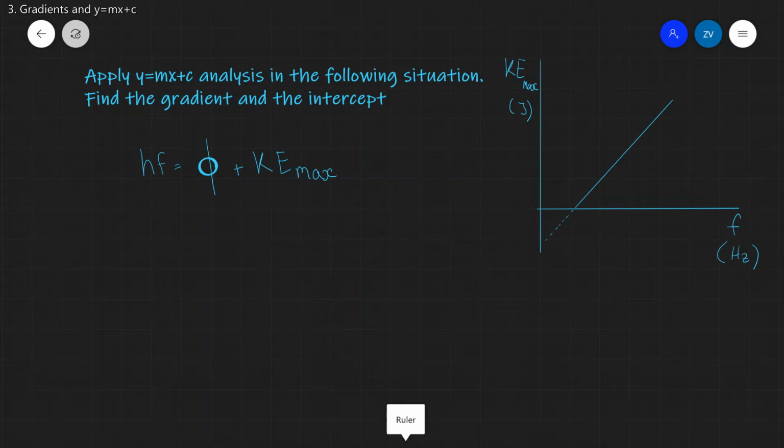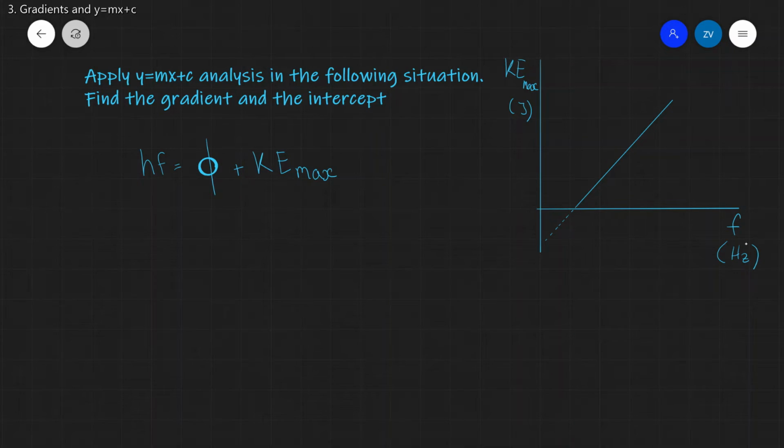Let's do one more example of y is equal to mx plus c analysis. Once again, we've not covered these equations yet in class. Do not worry, these are just mathematical equations, and if we wanted to, we could apply y is equal to mx plus c analysis to almost anything. So we're given the equation hf is equal to the work function phi plus the maximum kinetic energy. If we have the kinetic energy on the y-axis and we have the frequency on the x-axis, what are the gradient and what is the intercept?